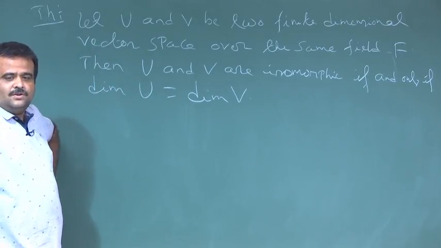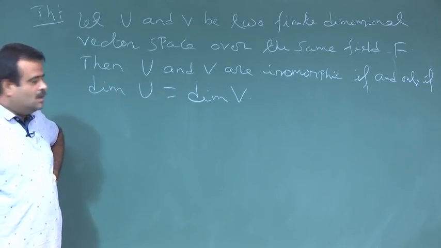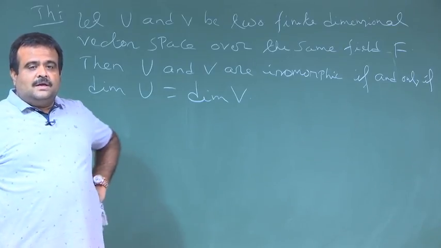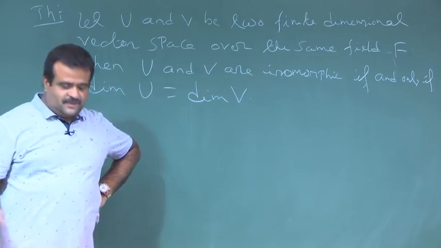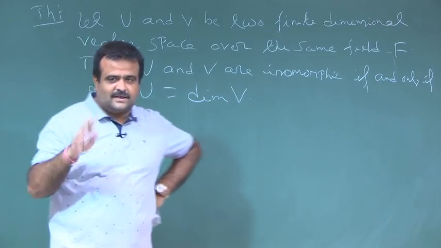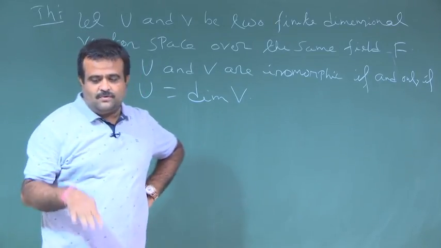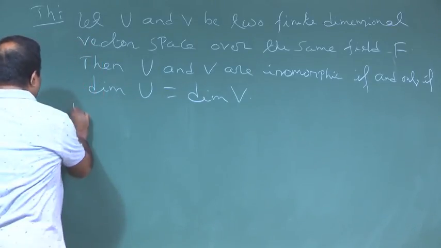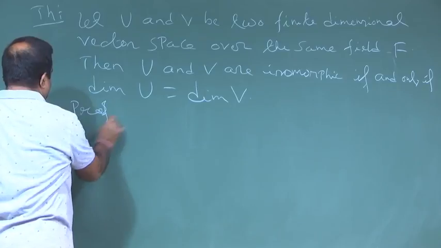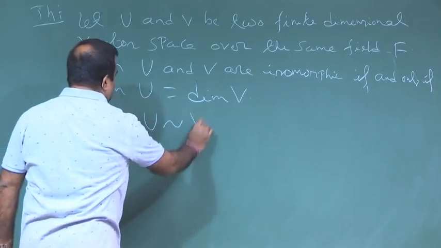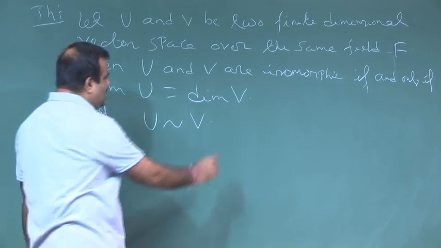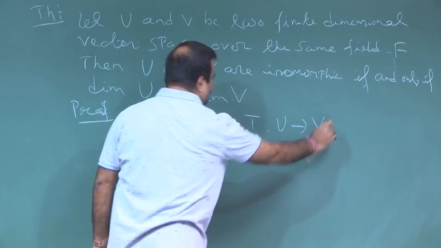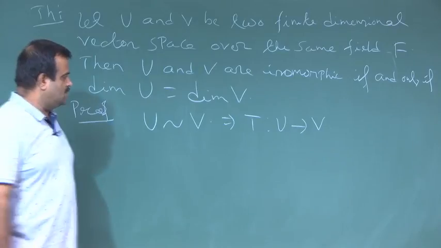Okay. So, this is the theorem. So, you have to prove this theorem. So, there are two parts. One part is, if they are isomorphic, then their dimension must be the same, first part, and second part is, if the dimension is the same, we have to prove they are isomorphic. So, let us try to prove the first part. Suppose U and V are isomorphic. So, that means there exists a bijective linear transformation T from U to V.